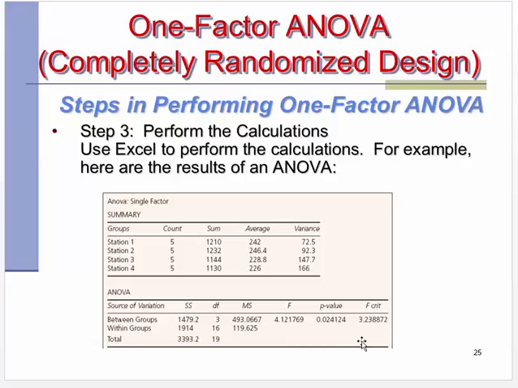Or alternatively, we use the p-value approach. We know the p-value probability here is 0.02, which is less than 0.05. We can also reject the null.